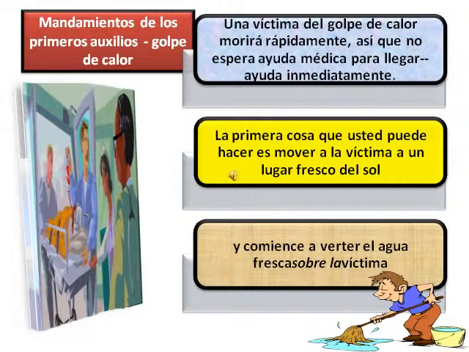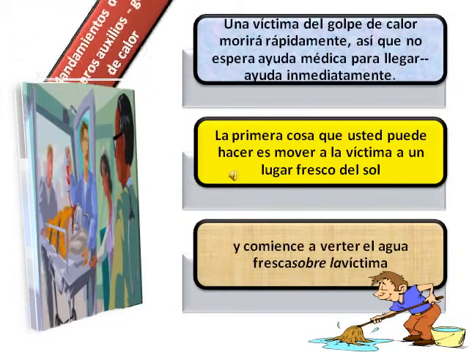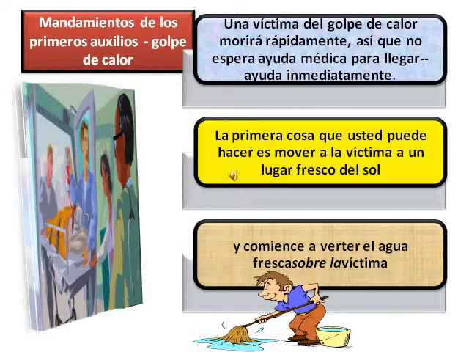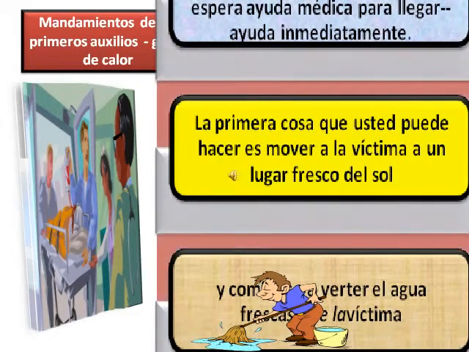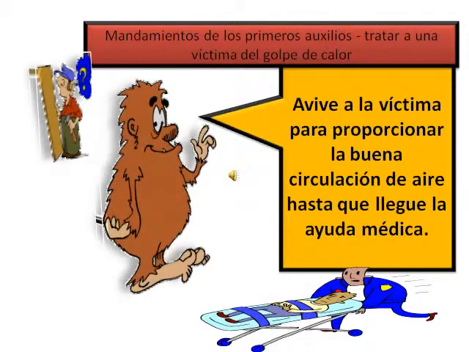Heat stroke victims will die quickly, so don't wait for medical help to arrive. Assist immediately. The first thing you can do is move the victim to a cool place out of the sun and begin pouring cool water over the victim. Fan the victim to provide good air circulation until medical help arrives.